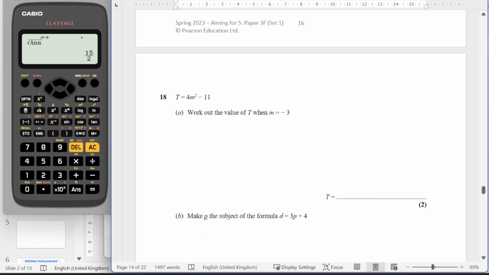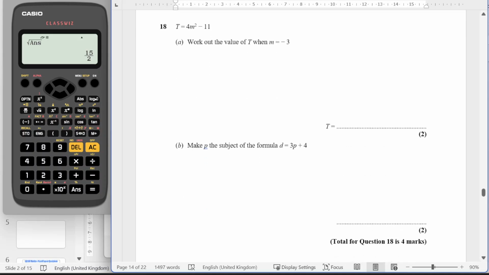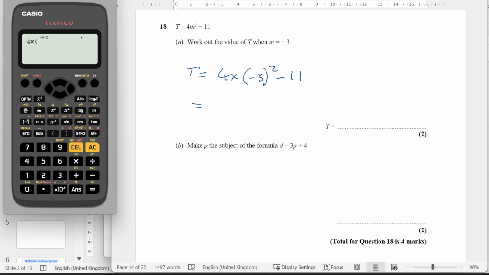Okay, question 18. Work out the value of t when m is minus 3. So I tend to just type what I'm going to type into my calculator. And whenever I'm substituting with a negative number, I will put it into a bracket. If I don't have this bracket around and I typed it in without, what it would actually do is square 3 and then say it was minus that value. But we have got to square the minus 3. So if we type it in like that, including the brackets, it gives us 25.